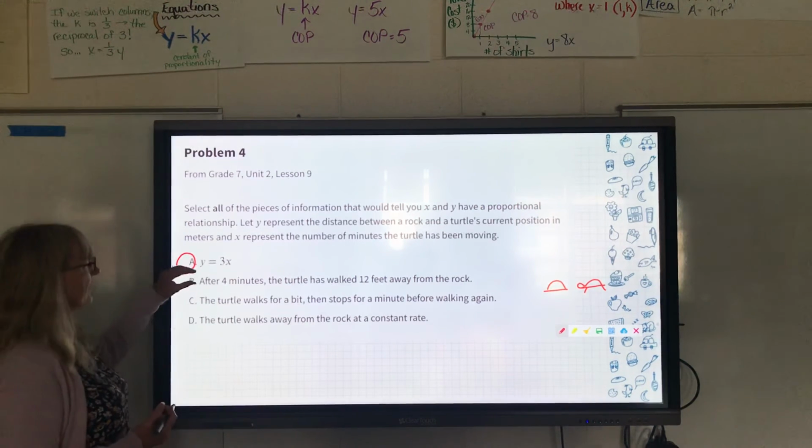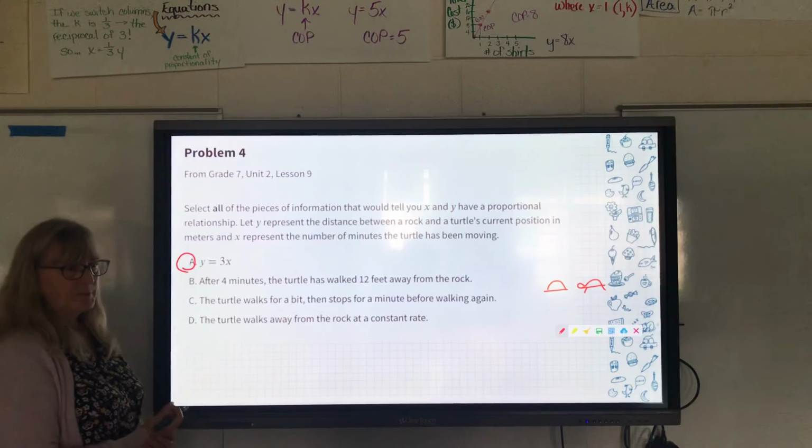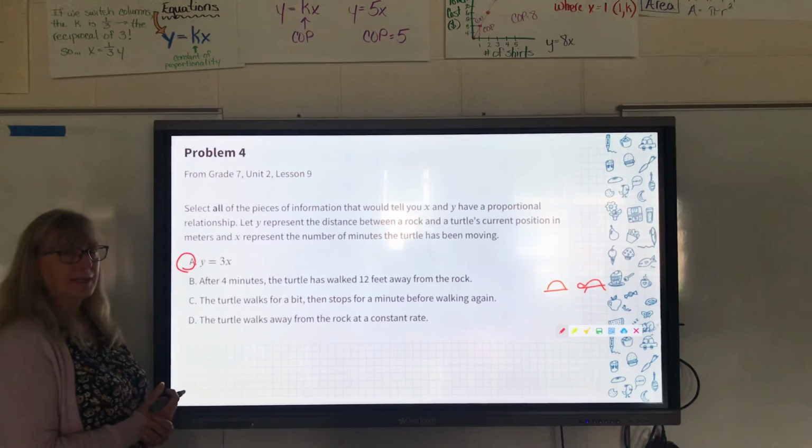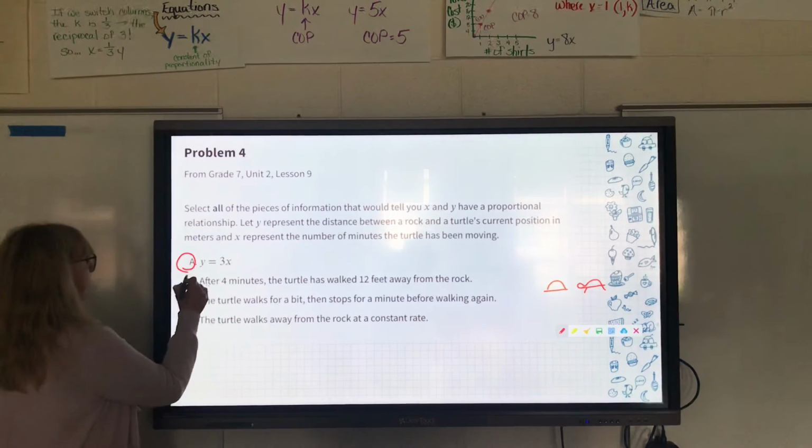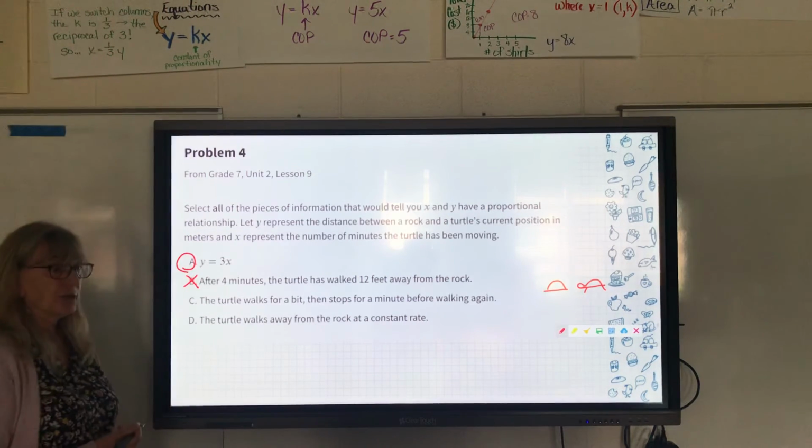Okay, after 4 minutes, the turtle has walked 12 feet away from the rock. Do we know if that's all we know? Do we know it's proportional? Do we know he's walking at a constant speed? No, we do not. We're not given enough information to know that.